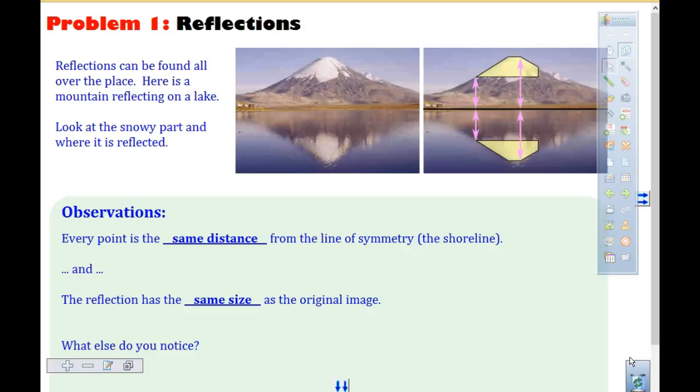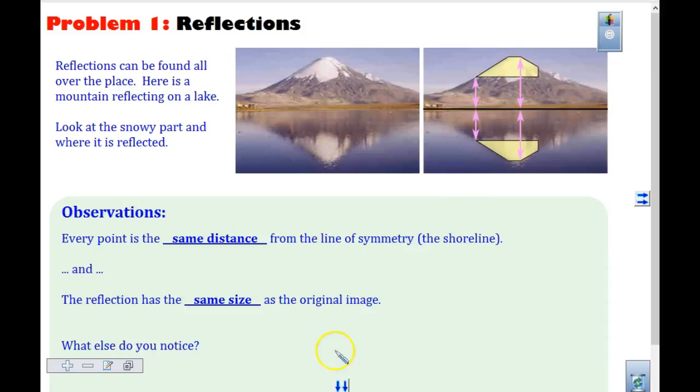And as we look at this one, and today we are going to have just a really short homework quiz. What are some other things that you would notice about this picture? I just want you to silently write down a couple more things that you are noticing about this. What else do you notice when we have a reflection?